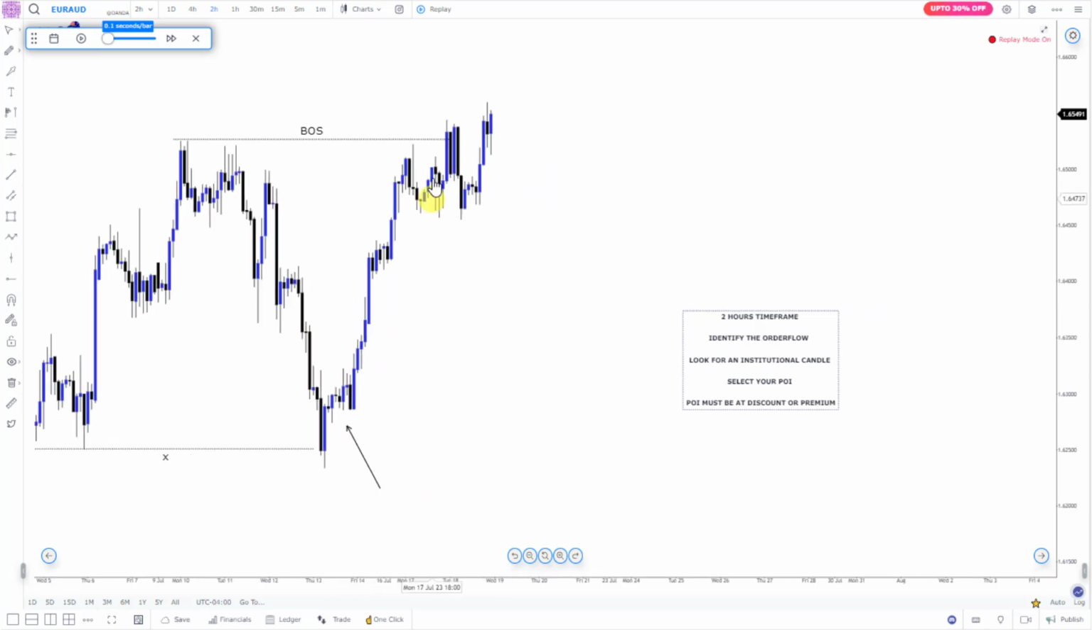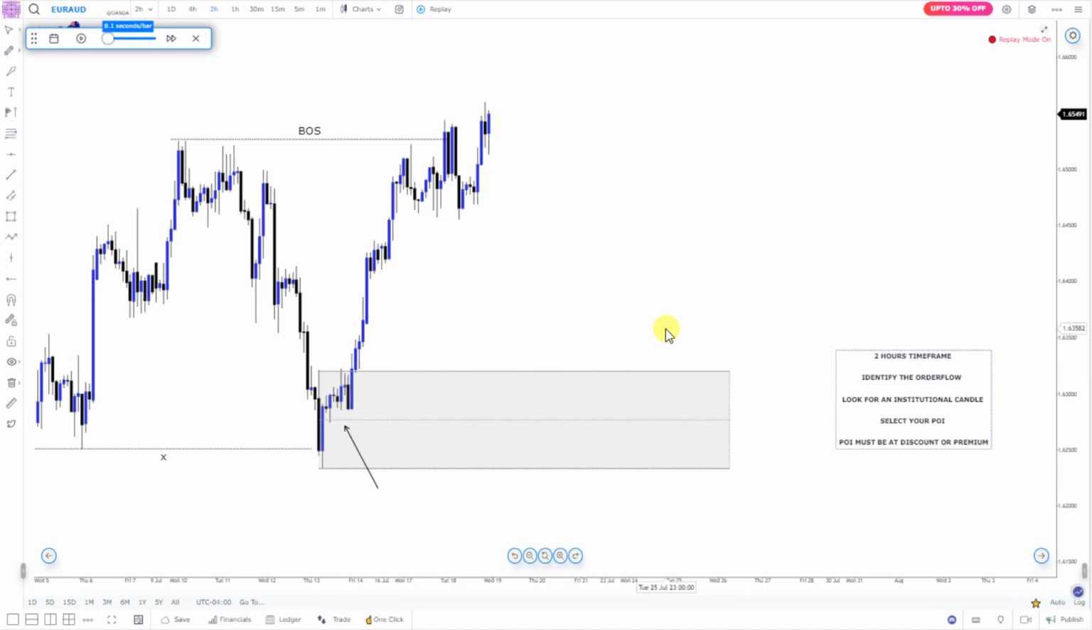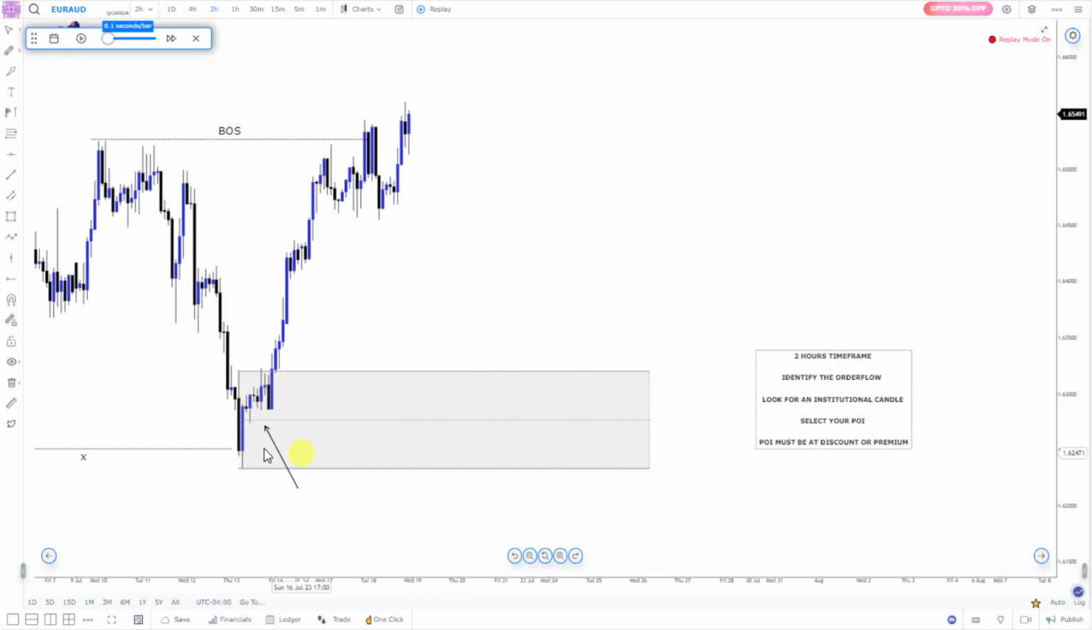If you look closely, we have a break of structure to the upside, and we can go ahead and select our points of interest. And this point of interest right here, this candle that swept this low, it's a very good place to trade, and you can agree with me that this price is at a discount level. Now this is our point of interest, and this is where you're going to look to trade from if price comes back to this area.